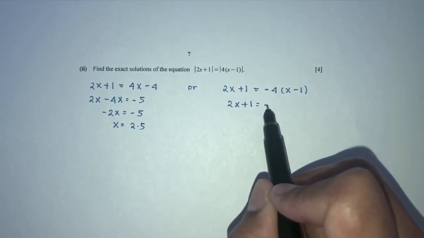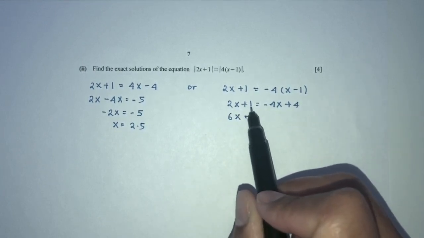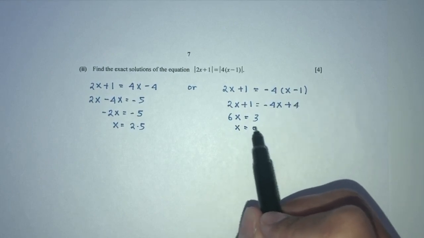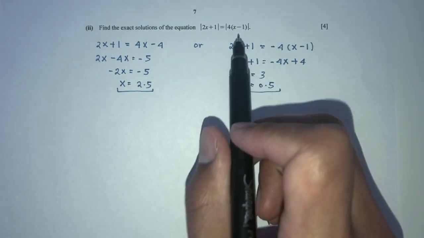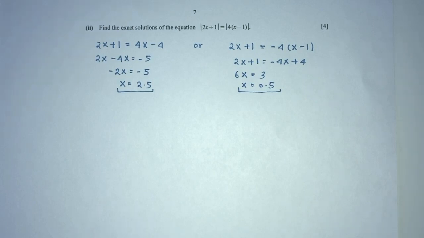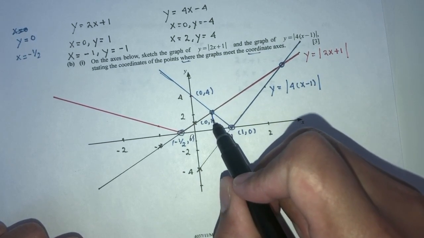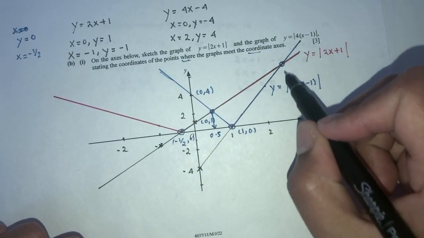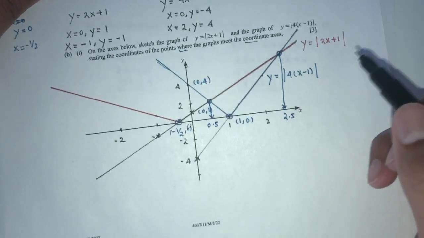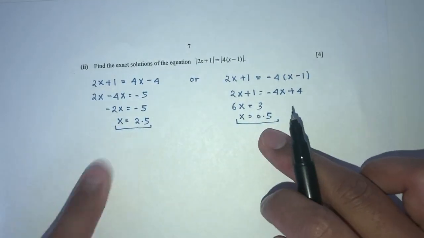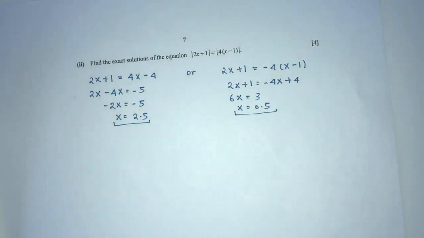2x plus 1 is equal to minus 4x plus 4. Sending this over here will become 6x, and that will be the value of 3. x will be the value of 0.5. So these are the values of x for which this is true. Now obviously you can double check using your graph, right? You can see clearly my graph meets here and here. So the possible value here will be 0.5, and the value here will be, as you can see, 2.5. So you confirm that it makes sense for my equation to see where they meet. So these will be the values of x for which these two graphs meet. Okay, so that will be your question number 4.